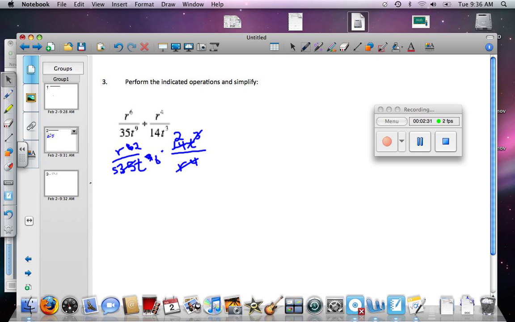So I believe now we have divided out everything that we could. In my numerator, I'm left with 2r squared, and in my denominator, I'm left with 5t to the 6th. And as you can see, there are no factors alike in the numerator and denominator that I can still divide. So that is the final answer for that problem.